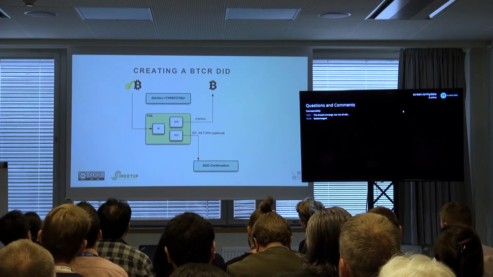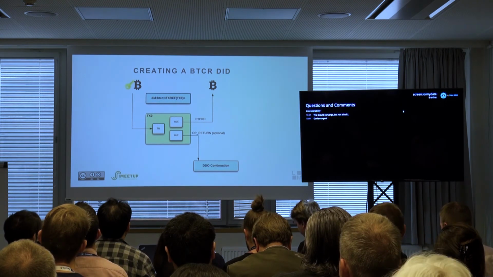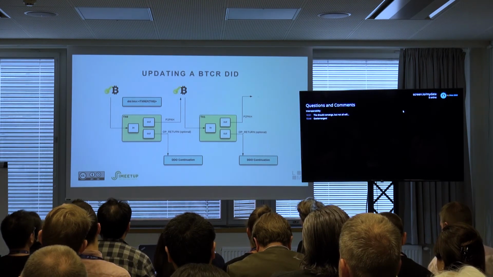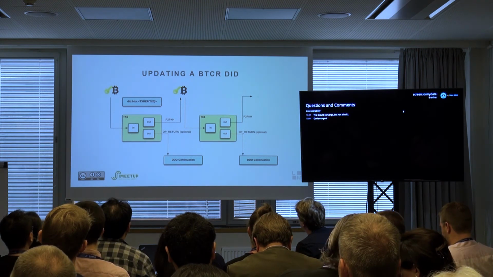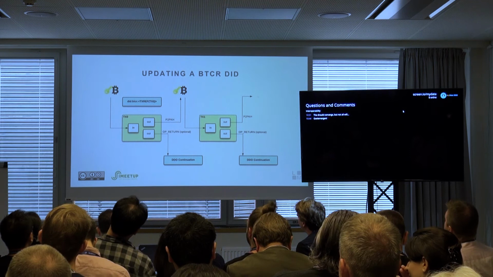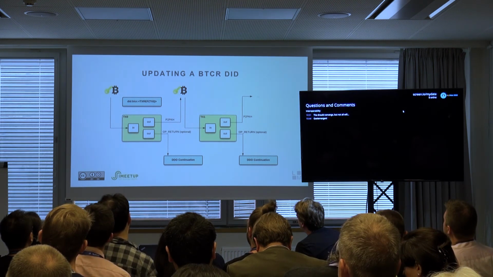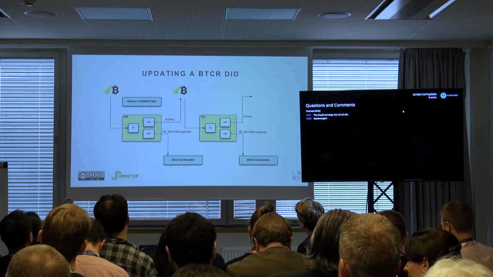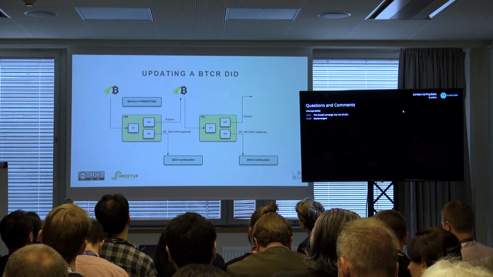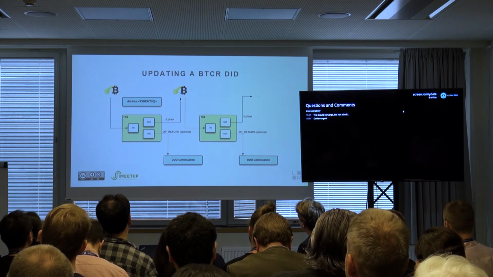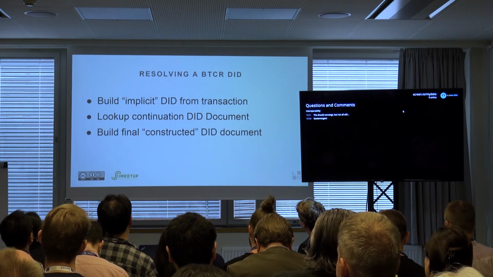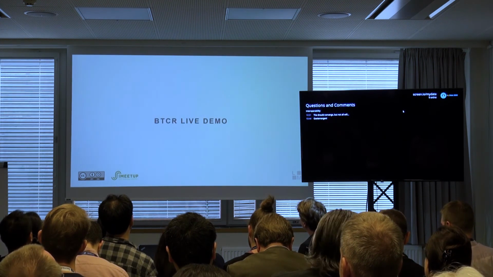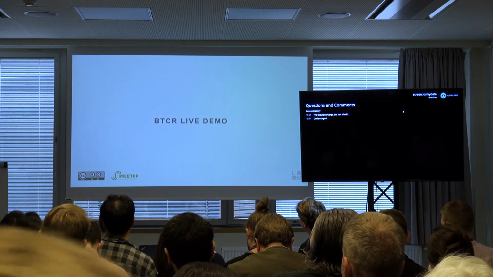That's basically how you get your DID. Updating it, you're just spending the previous output. To find the latest, you just follow the chain of transactions on the latest unspent output. Now let me get into the demo, and then I'm closing.